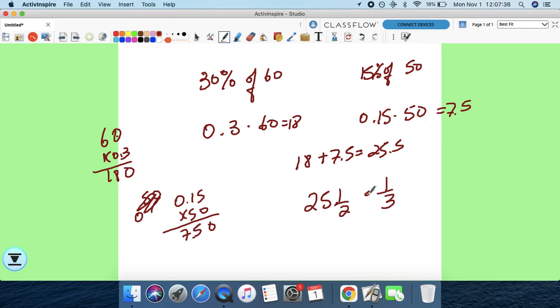Well, that 1/3 you wouldn't change to a decimal, so it's better to change everything to a fraction. So this is 51 over 2, I'm sorry, times 1/3. Well, 51 is divisible by 3, and that's 17. And we get 17 over 2, or 8.5, whichever one you want. That's your answer.